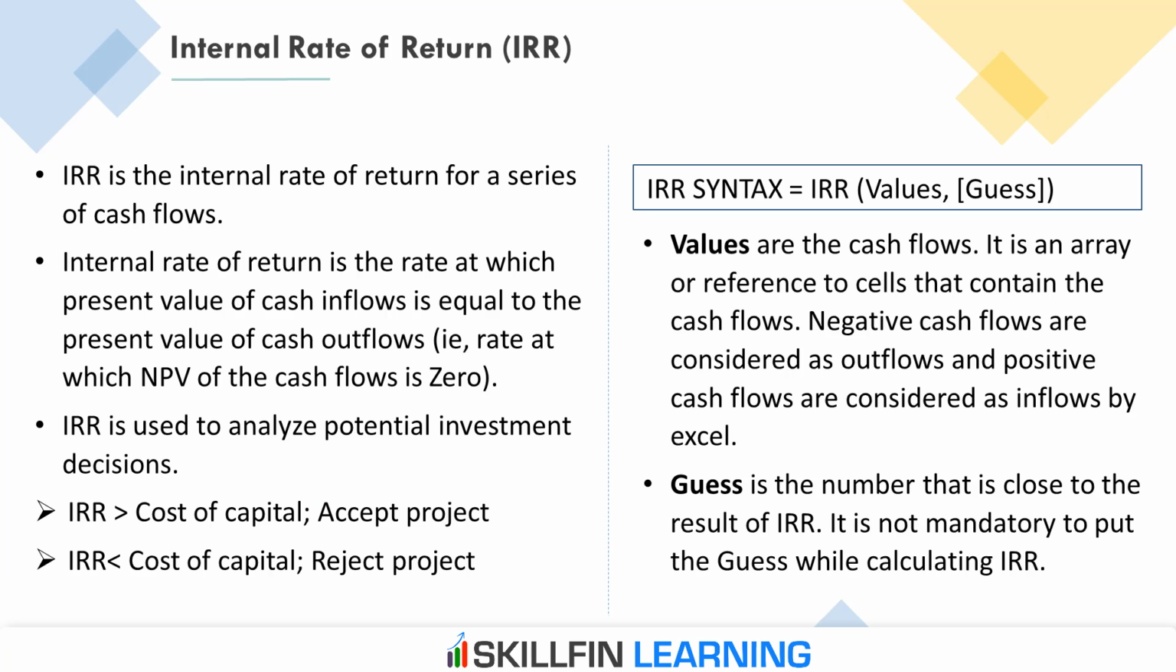Moving to the third function, which is the IRR. IRR is the internal rate of return for a series of cash flows. Internal rate of return is the rate at which present value of cash inflows is equal to the present value of cash outflows. So this is the rate at which NPV of cash flows is 0.